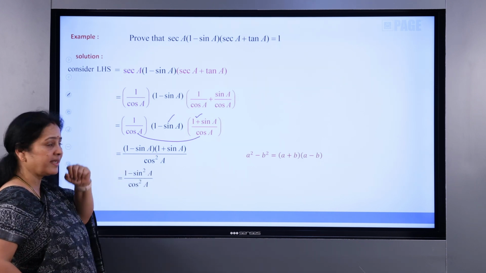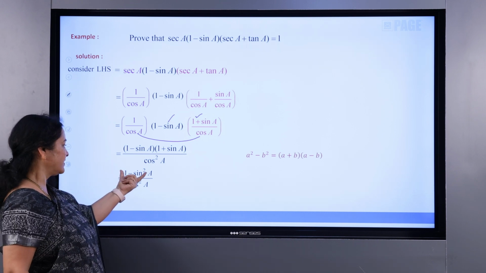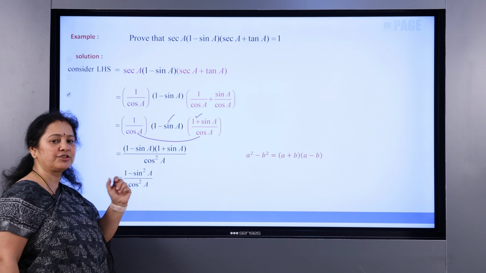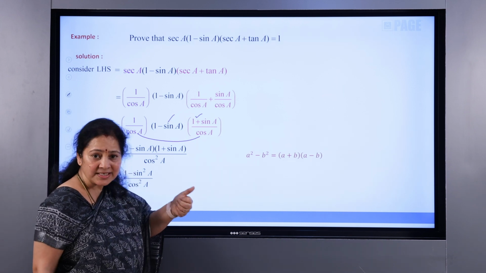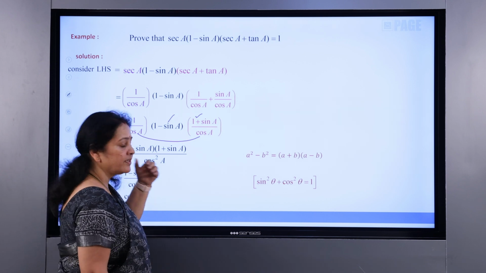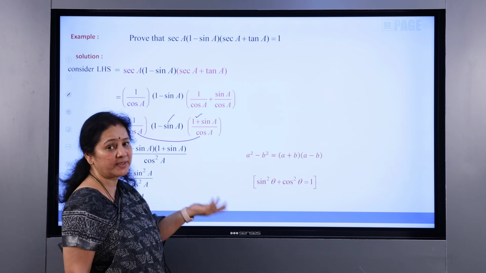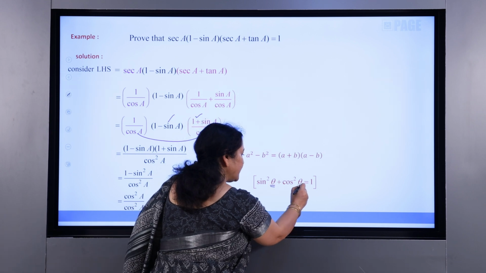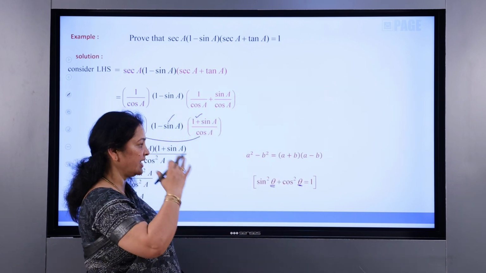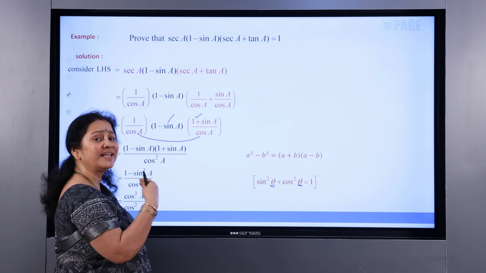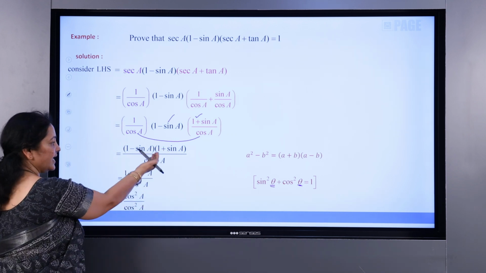Now we want to get 1. So which is the numerator? 1 minus sin square A. Get back to the identities. We know that sin square A plus cos square A is going to be 1. Or sin square theta plus cos square theta is 1. Angle, I told you, these two should be the same. Whatever you are denoting, they have to be the same. So sin square theta plus cos square theta is 1. Now here instead of theta, it's just the angle A.